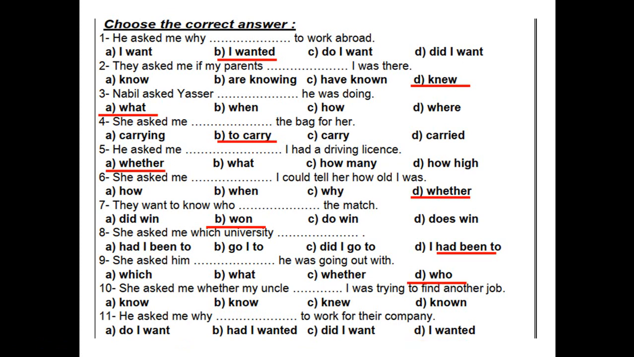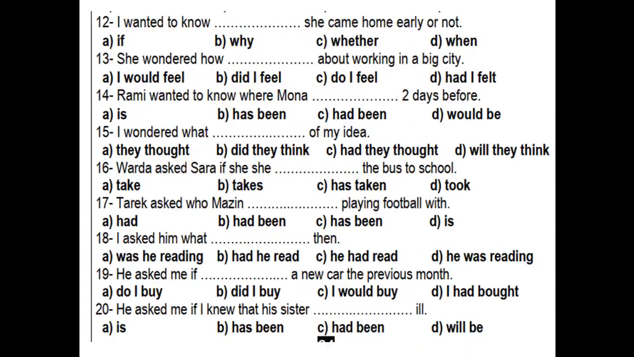Number 10. He asked me whether my uncle space I was trying to find another job. So she asked me whether my uncle knew. Okay, the actual words were, does your uncle know, okay, you are trying to find another job? Number 11. He asked me why to work for their company. Why do I want, had I wanted, did I want, I wanted. So it becomes he asked me why I wanted to work for their company.